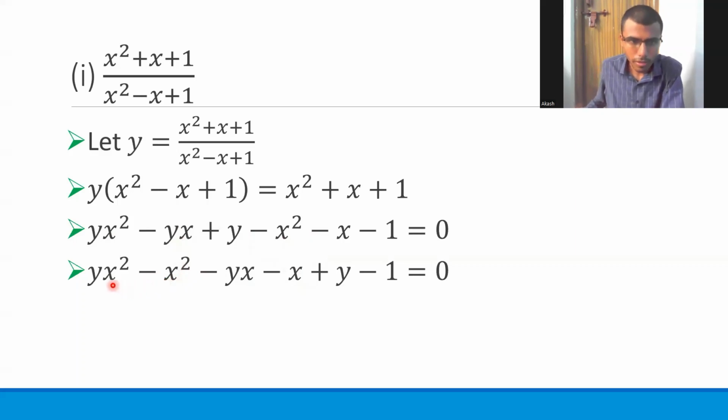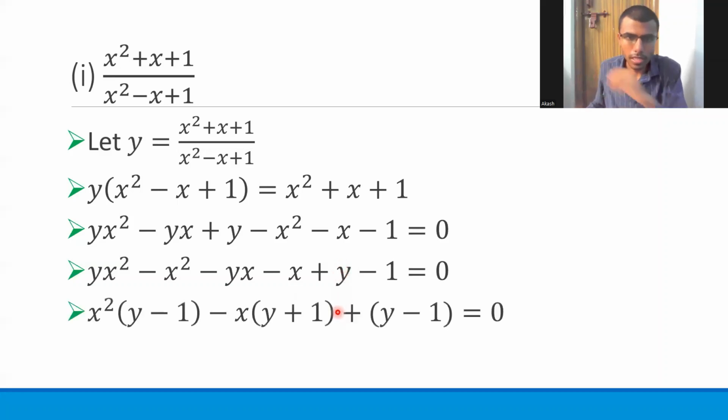Now from these two terms I'm going to take x square common. If I take x square common, here I'd be left with y, here I'd be left with minus 1. So x square into y minus 1. Now from these two terms I'm going to take minus x common, then I'd be left with y plus 1 because I've already taken minus x common. Now this is nothing but plus y minus 1. Just keep it as it is.